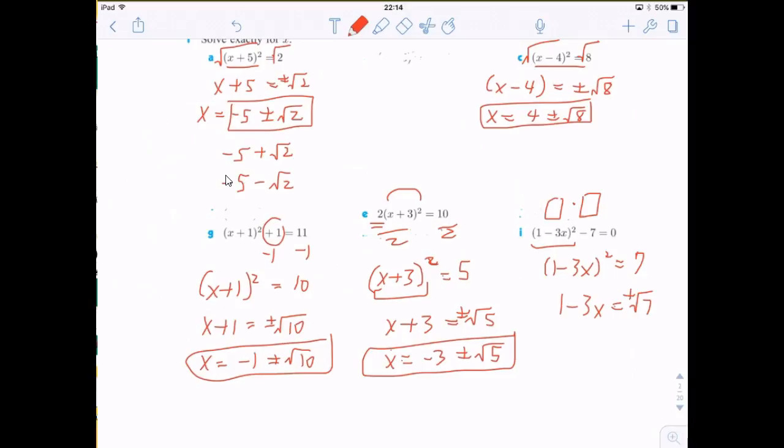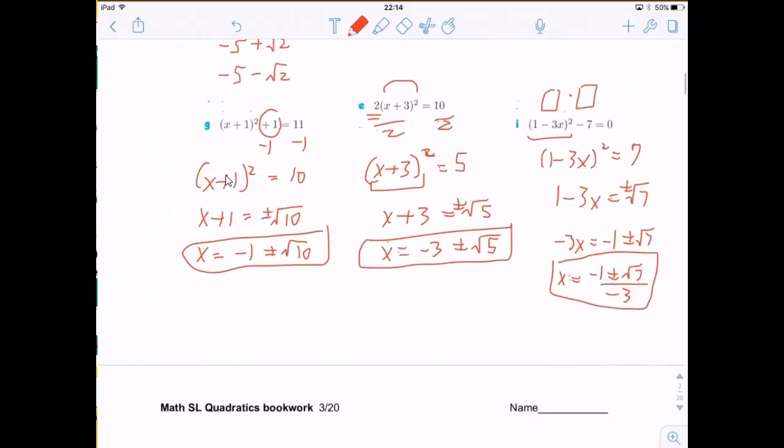Okay, plus or minus 7. So I'm going to have negative 3x equals negative 1 plus or minus square root of 7. Now I'm going to divide both sides by negative 3, so I'm going to have x equals negative 1 plus or minus square root of 7 divided by negative 3. Okay? And I think that's it for page 2.